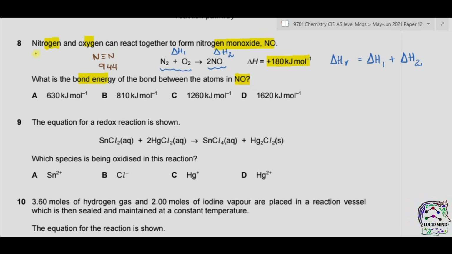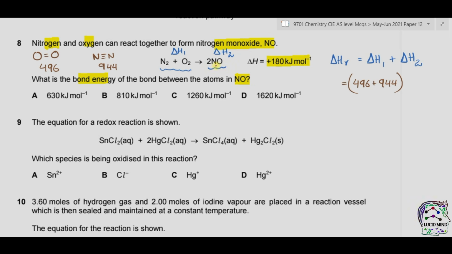For breaking the double bond in oxygen, we have 496 kilojoules per mole of energy. So combining these two, we can find delta H1. As this is bond breaking, it is always endothermic and the sign is positive. So 496 plus 944, this is for delta H1.